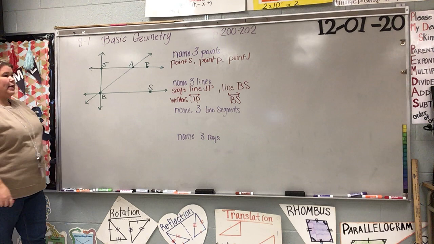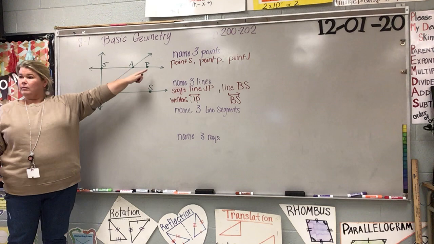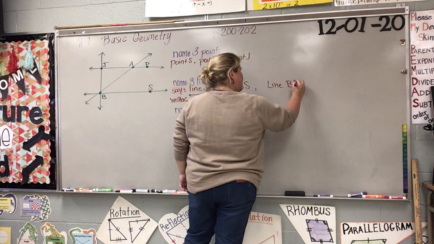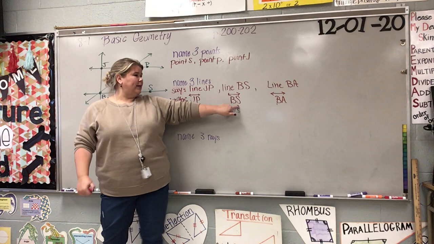Okay. All right, I need one more. Lawson? Line BA. Do you agree that line BA? Yeah. Me too. So it would read line BA, but it would be written BA with the line over it. So when I write it down on my paper, it's going to look like these.